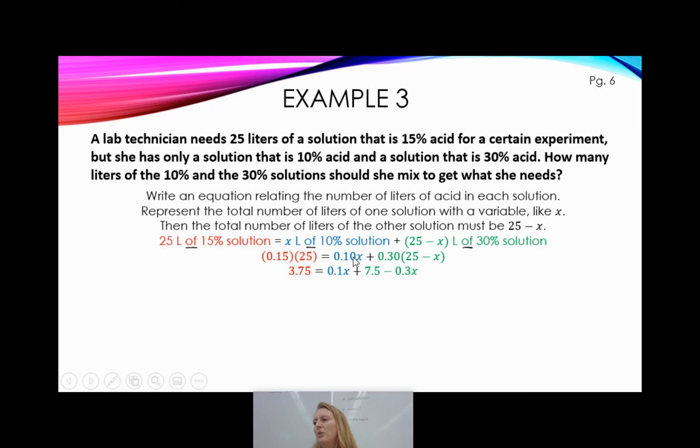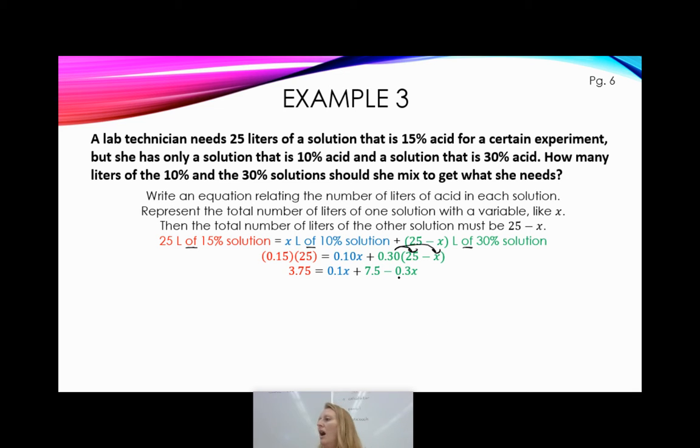I don't have to have a 0 on the end. If you leave it, it's fine. But I'm just going to rewrite that as 0.1x just to make it a little bit easier. And I'm going to go ahead and distribute that 0.3. We're allowed to do that. We can totally just be like 0.3 times 25, thank you calculator, is 7.5. And 0.3 times a negative x is a negative 0.3x.